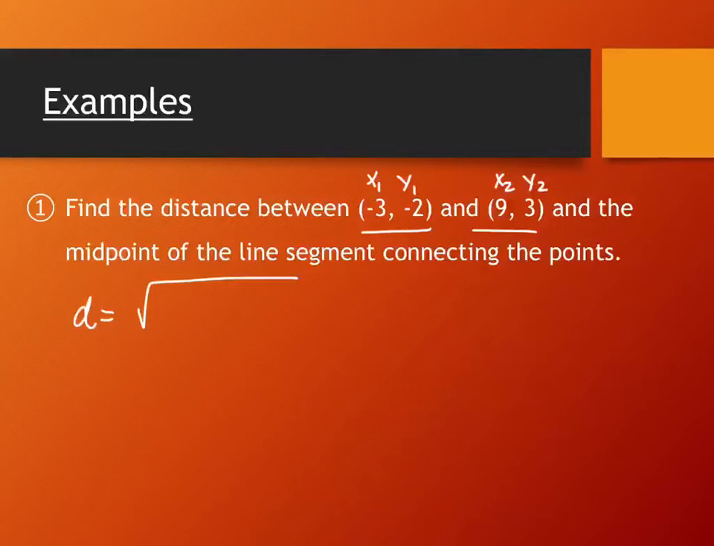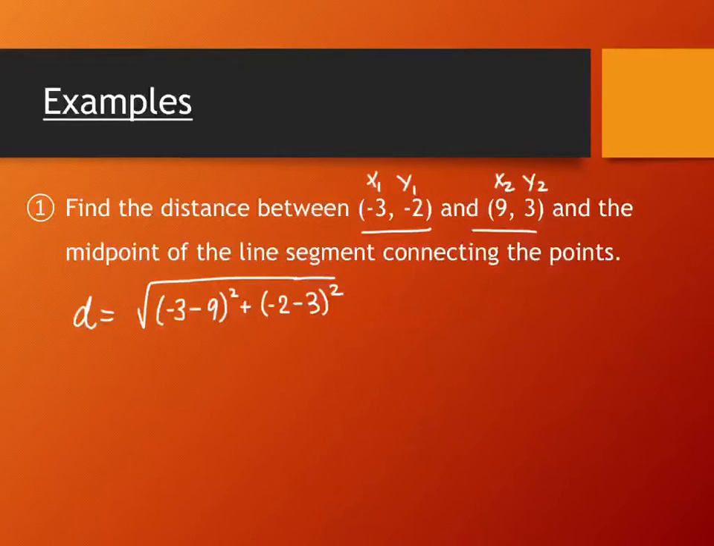So I need the first x value, which is negative 3. And then it's minus the second x value, which is 9, squared. And then to that, I will add the first y value, which is negative 2, minus the second y value, which is a positive 3, and square it. So if I had written these in here reversed, it'd be okay, right? It wouldn't make any difference.